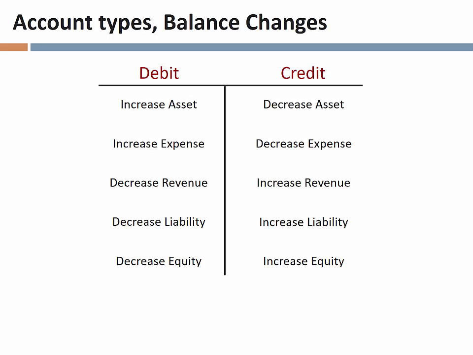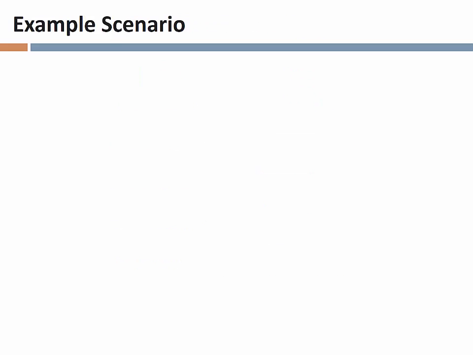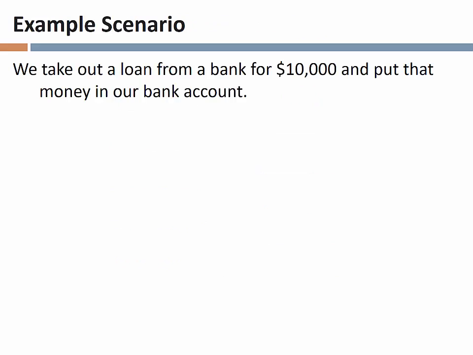All right, so I've given you a lot of facts. I think this starts making more sense if we start working through some actual transactions here. So here's a scenario. I go to the bank and I take out a loan for $10,000. And they give me $10,000 and I just turn around and put that in my checking account. So how is this recorded in double entry financial accounting?